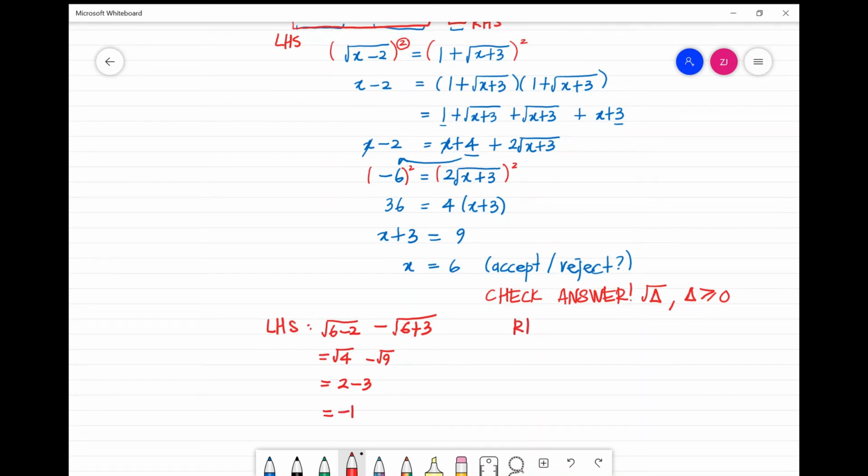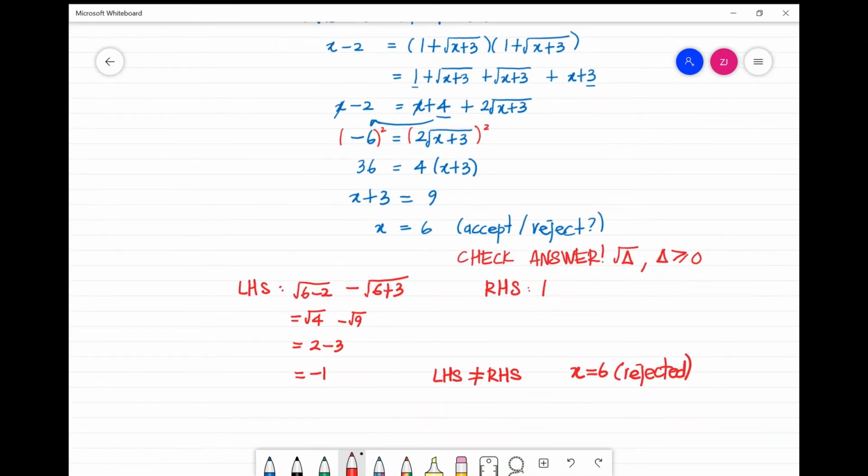So we have 2 minus 3, which is negative 1. But the right hand side is 1. Since the left hand side is not equal to the right hand side, we can say that x equals 6 is rejected. So in order to find the answer, we don't have any solution.